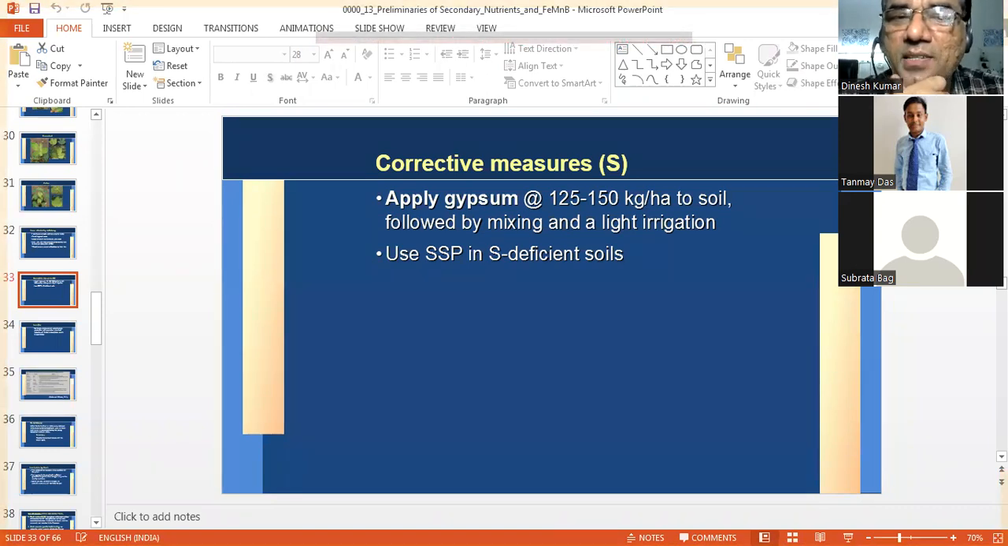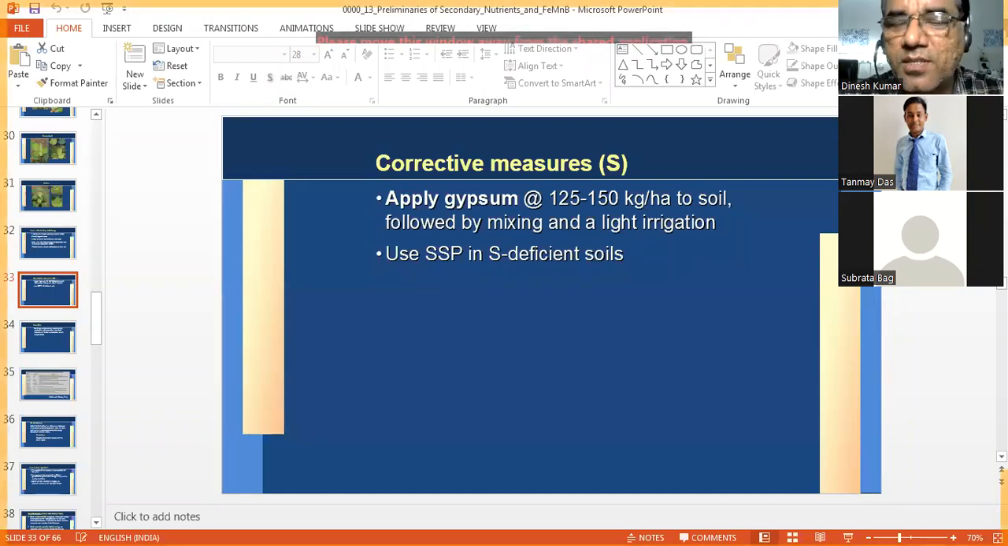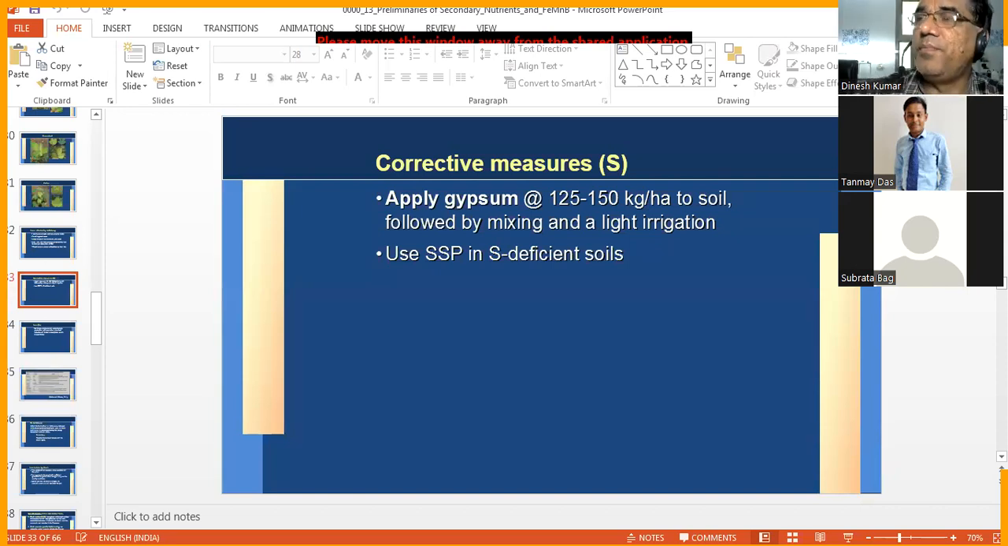But the interesting fact is that it is very cheap. It is cheaper than all other sources, or I can say it is the cheapest source of sulfur and quite effective. And also the government provides subsidy on this fertilizer, gypsum, to ameliorate your soils.